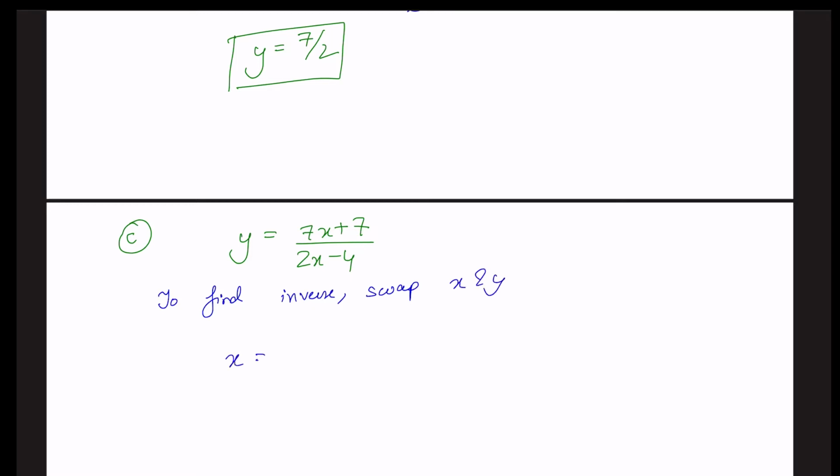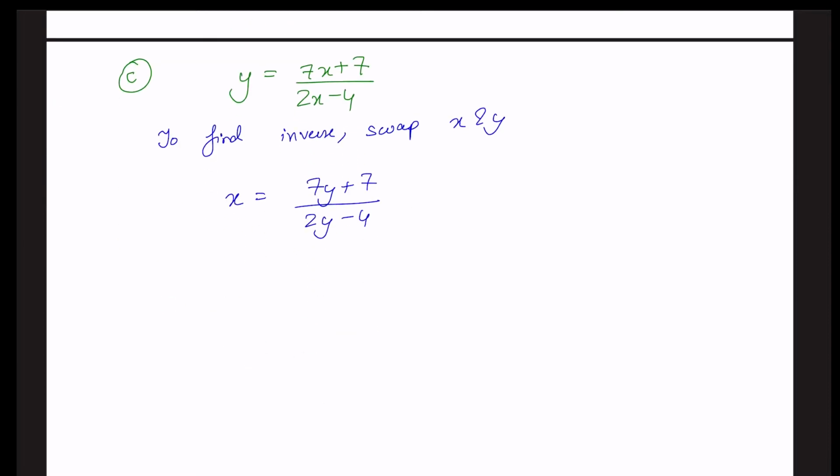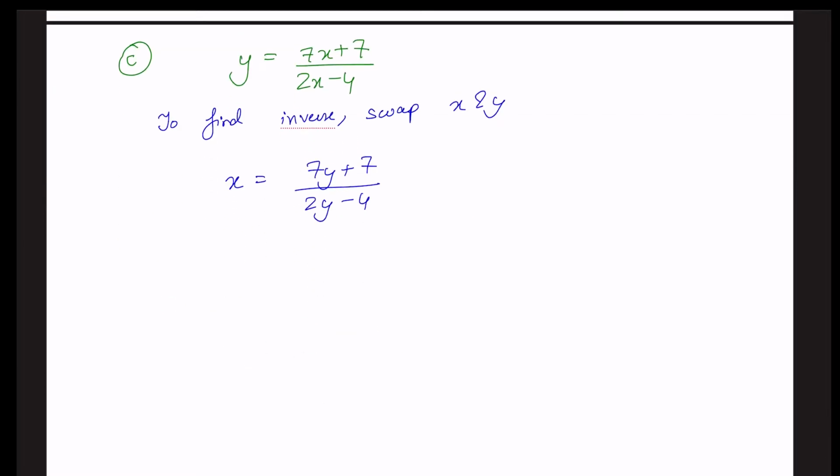So if we swap them, we'll get x equals (7y + 7) divided by (2y - 4). Now we have to write the equation as a subject of x. So 2xy - 4x equals 7y + 7. I'm transferring the denominator to the left side. So I'll bring the 7y to the left and 4x to the right.